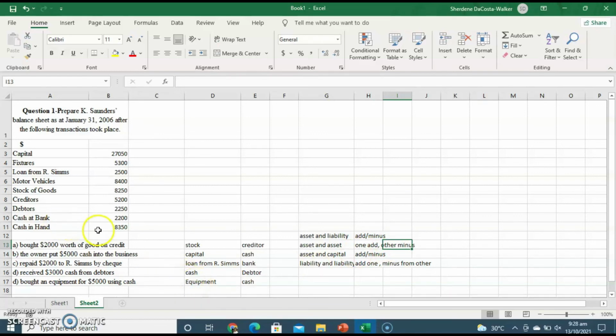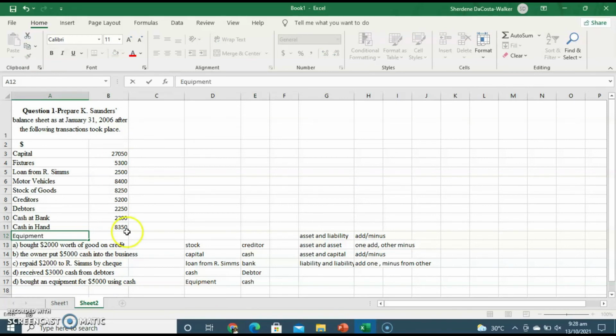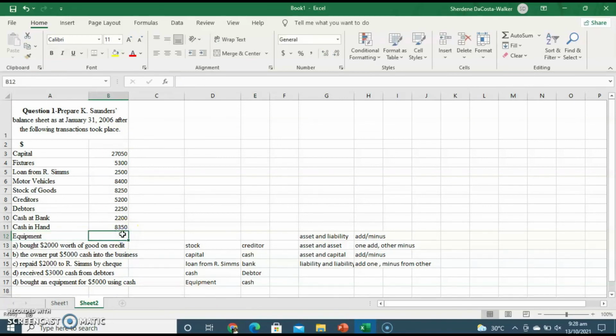So the cash in hand is going to change. Right. Remember, check is bank while cash is cash in hand. So let's look at it. We bought an equipment. We never had any equipment before. So we're going to have to include that now. Now, because we bought it, it is now owned by us. It is increasing. So we're going to put the 5,000.